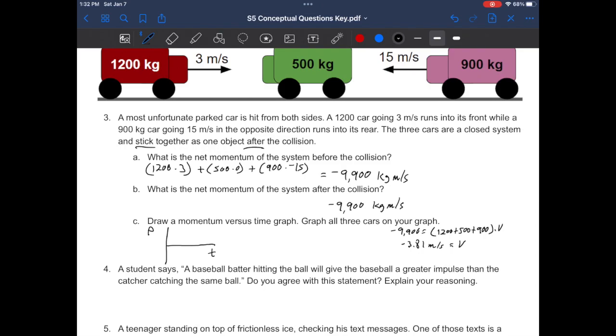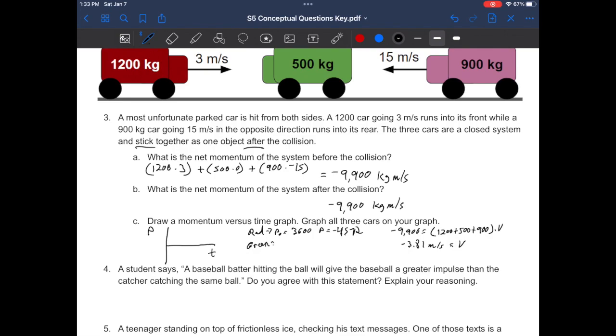So we've got the after velocity. It looks like it's negative 3.81 meters per second. So they're all moving to the left. For the red truck, the initial momentum, 1,200 times 3, should be 3,600. And then final momentum will be 1,200 times negative 3.81. Let's get this through a calculator, make sure that we're accurate as much as possible. Looks like it's negative 4,572.